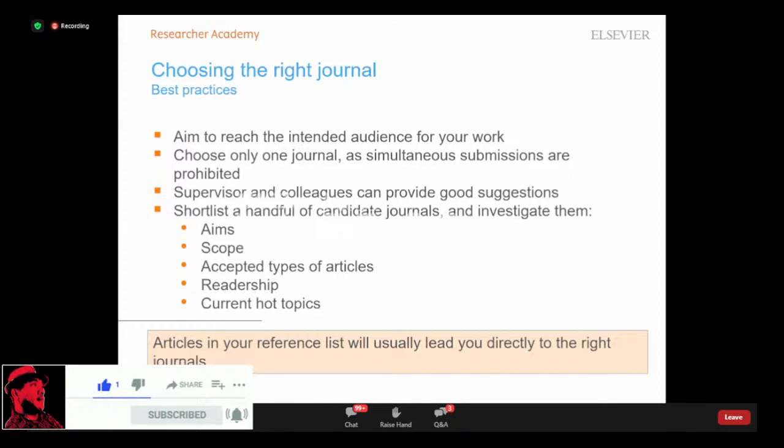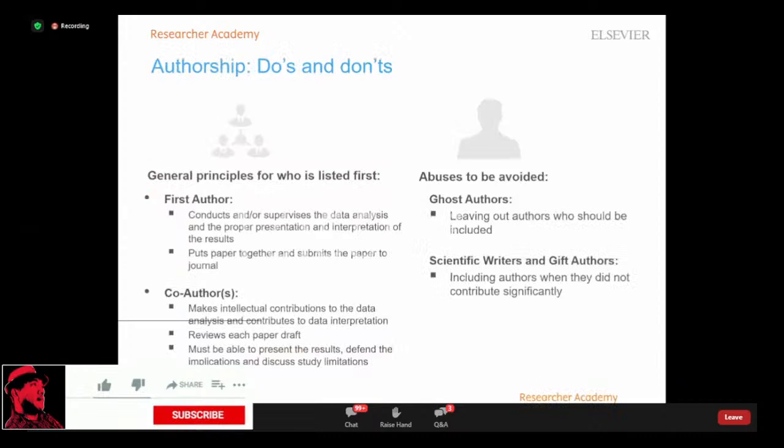Also important to note, and I'm sure this is not new to most of you, is that the articles that you've used in your reference list can also give you a good indication of where you would like to publish your paper. I want to end my part of the presentation of this webinar with some final notes on authorship and on best practices.